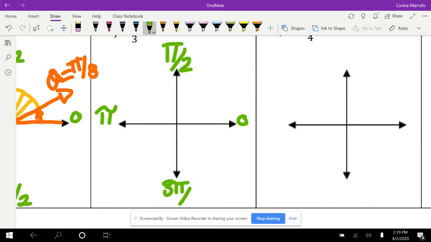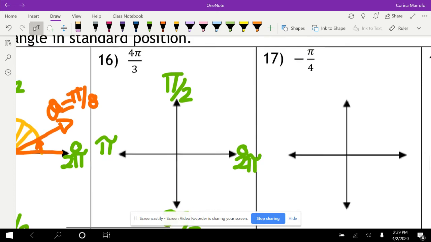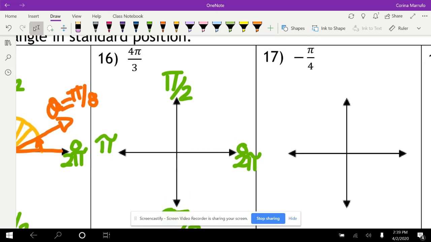And I believe I forgot this one on the last problem, but once you come all the way around, this is going to be 2 pi. That is 1 full rotation. Okay, that's the same as 360 degrees, but in radians. So here they have 4 pi over 3. That means that we are going to cut this into thirds. We're going to cut it into 3 equal pieces. So we have 1, 2, and 3 equal pieces.